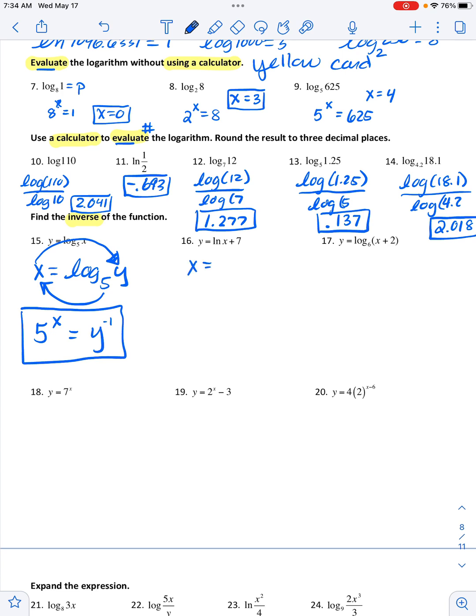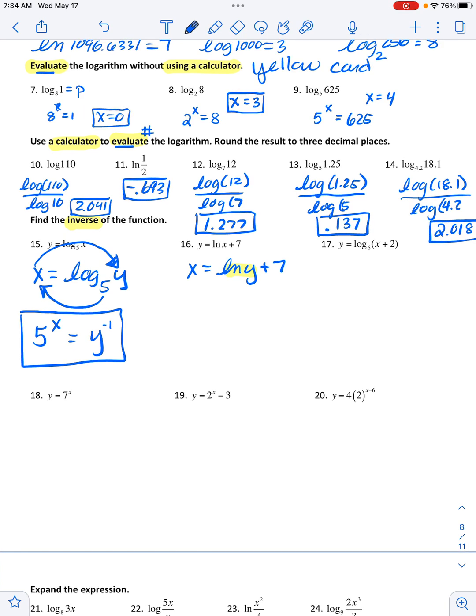So here, x equals ln y plus 7. I just swapped the x and y. And then I need the ln part alone, and then I'll be switching it to a power. Keep in mind, since my original problem has a +7, I expect to have a -7. And since this has a log base e, I expect to have a power base e. So my first move is to take away that 7.